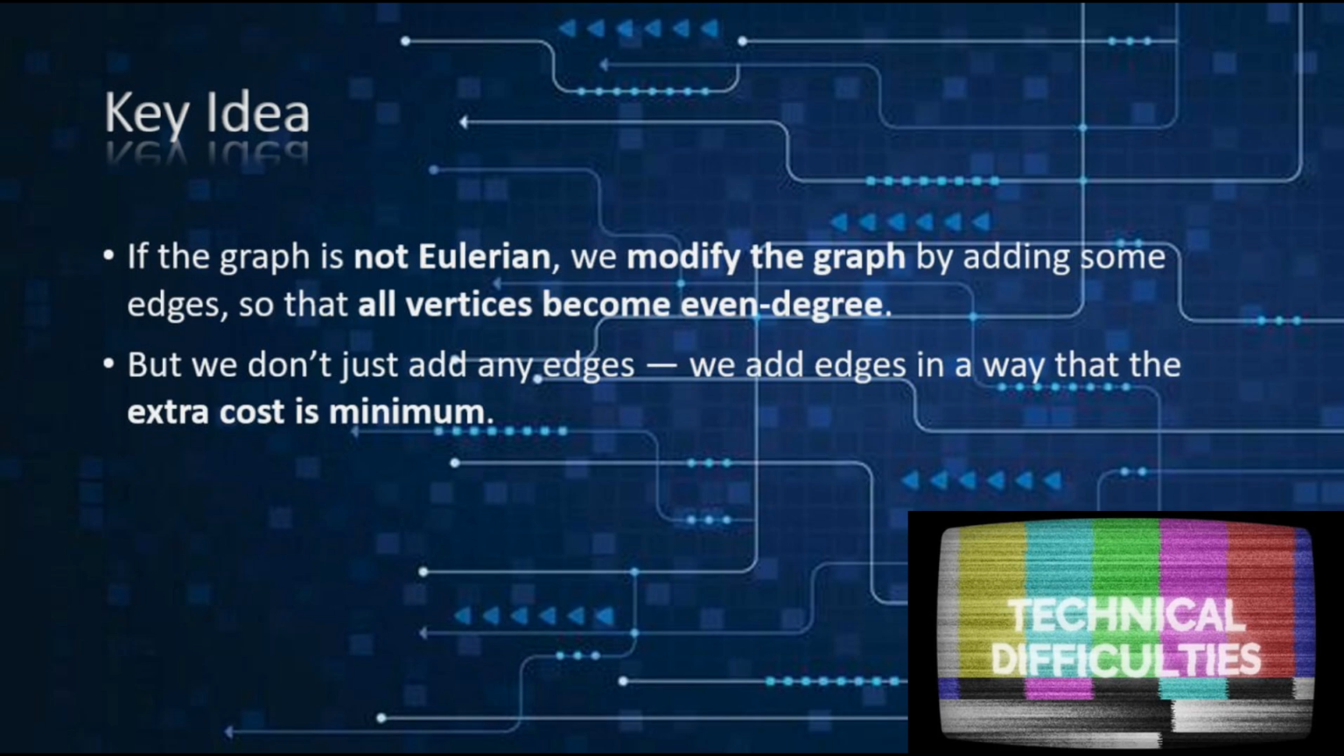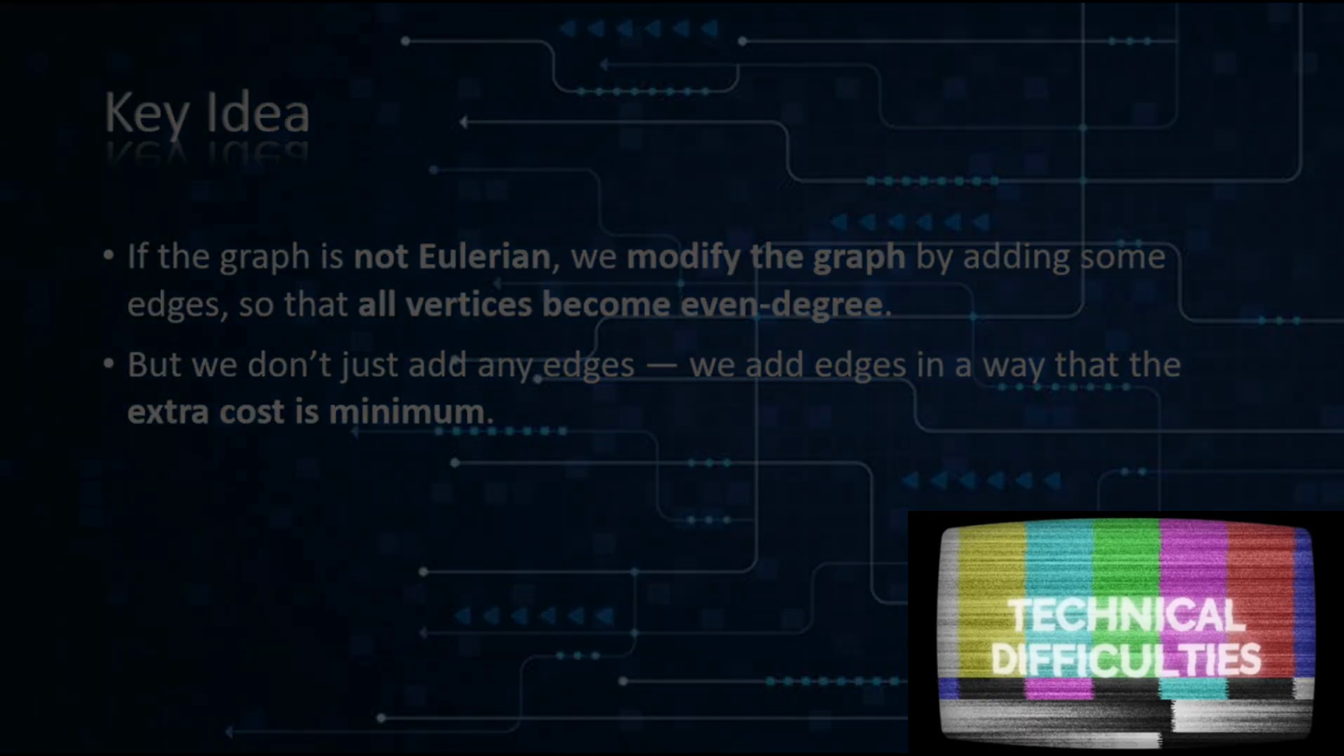The algorithm identifies all the odd degree vertices, then finds the shortest paths between every pair of odd vertices. After that, it pairs those odd vertices in such a way that the sum of the added path lengths is minimized. Once these paths are added, all vertices become even degree, and the graph becomes Eulerian. Finally, we simply find an Eulerian circuit, and that circuit represents the optimal route for the postman.